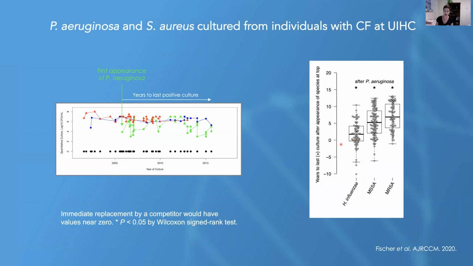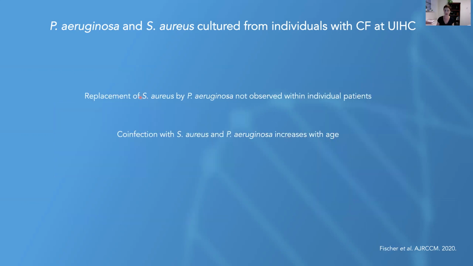And so you can see that it's only a couple of years on average until Haemophilus is replaced, but staph, both methicillin sensitive and methicillin resistant, it can take 5 years to even 10 years or 15 years after the appearance of Pseudomonas. So we really didn't see evidence to support our hypothesis that there would be replacement of Staph aureus after infection by Pseudomonas within an individual patient. And what we saw is that co-infection with Pseudomonas and staph was really common. It lasted for a really long time, and the prevalence of Pseudomonas and staph co-infection would increase with age.